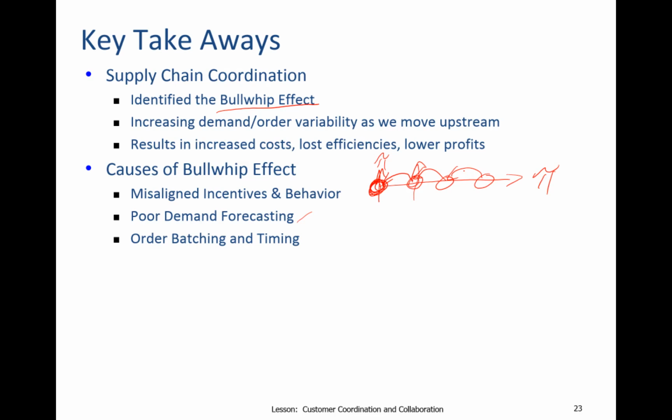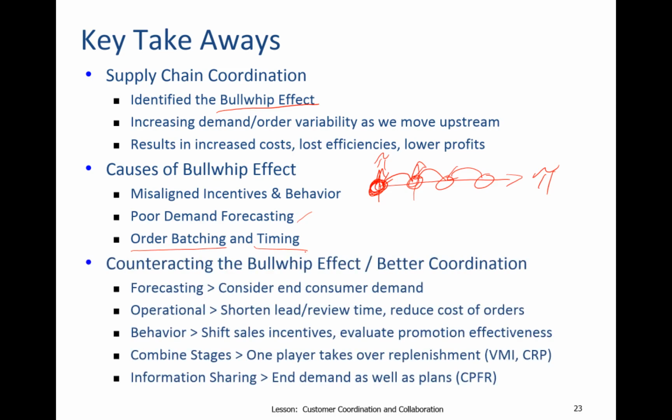Also, order batching and timing. We saw just a simple example. If I go from daily orders to weekly orders, what effect that had. It dramatically increases the variability. So different ways that I have batching or the timing with those advanced buys where I'm doing a lot of forward buying, those cause a lot of the problems associated with the bullwhip effect.